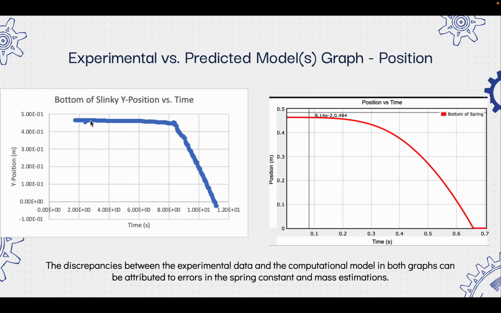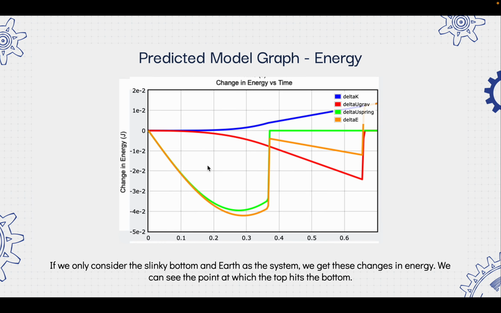Here we have the bottom in the actual video, the tracker video, and here we have it in the model. So as you can see, they're mostly the same. However, there's a time discrepancy here, and there's a little bit of a discrepancy here. So the model starts falling before the top actually hits it. The discrepancies between experimental data can be attributed to the errors in the spring constant and mass estimations.